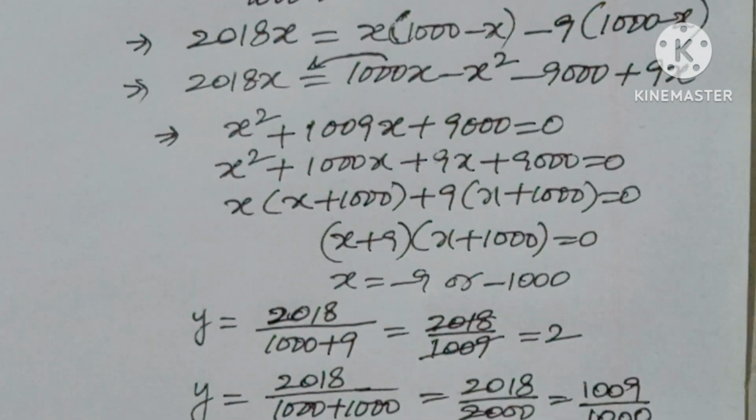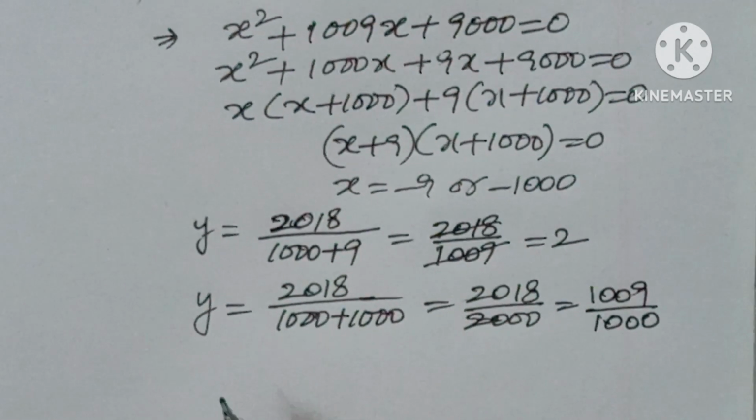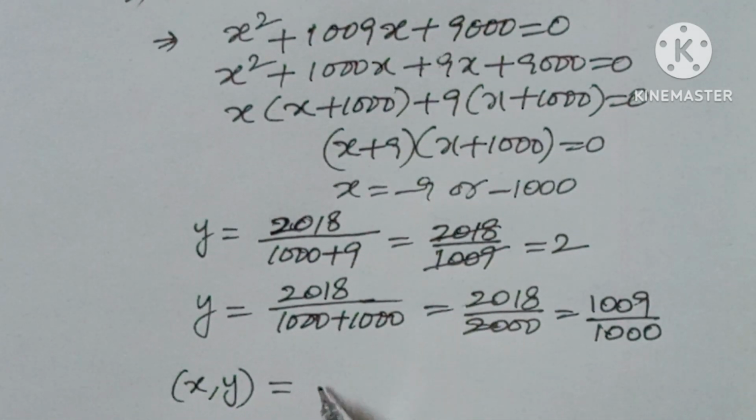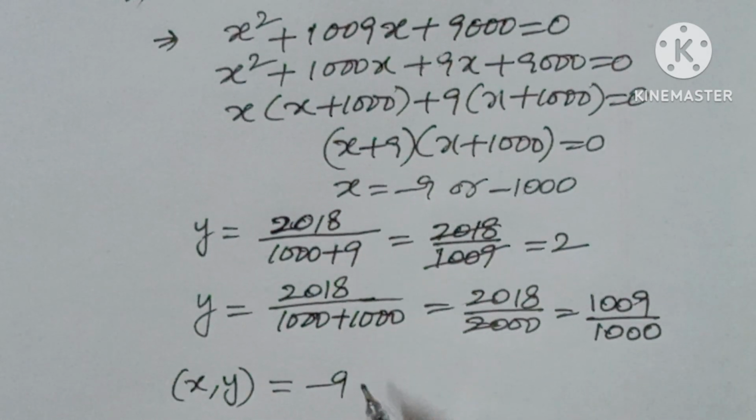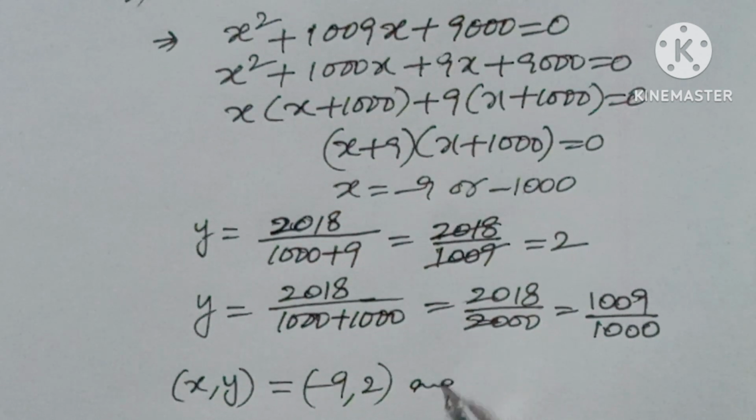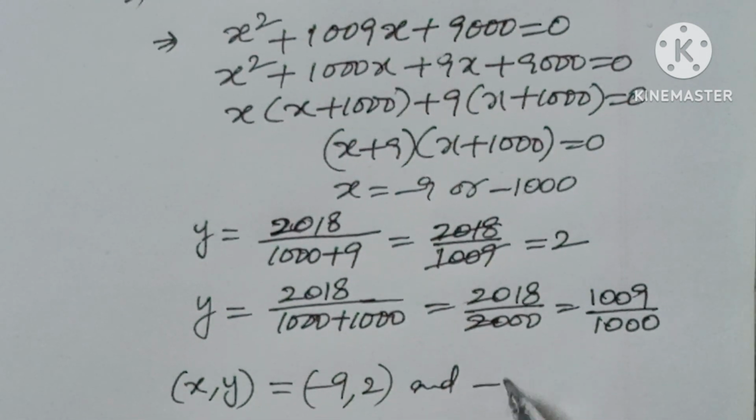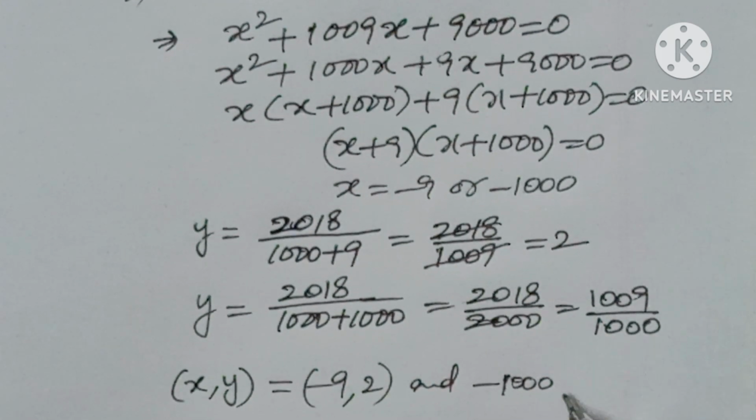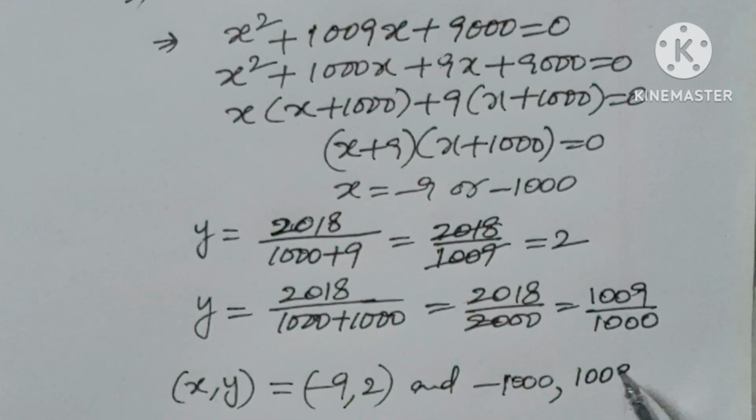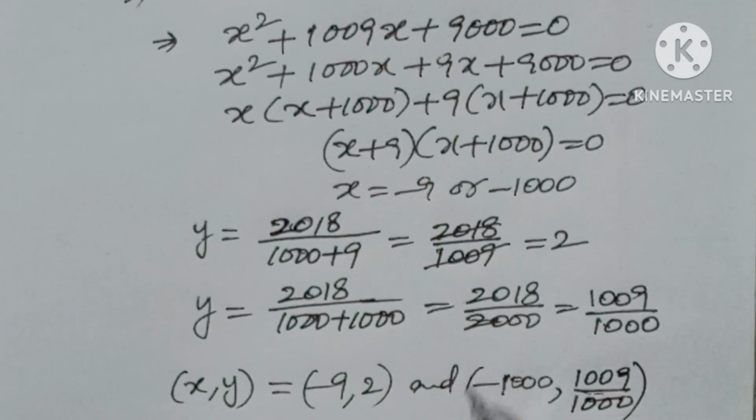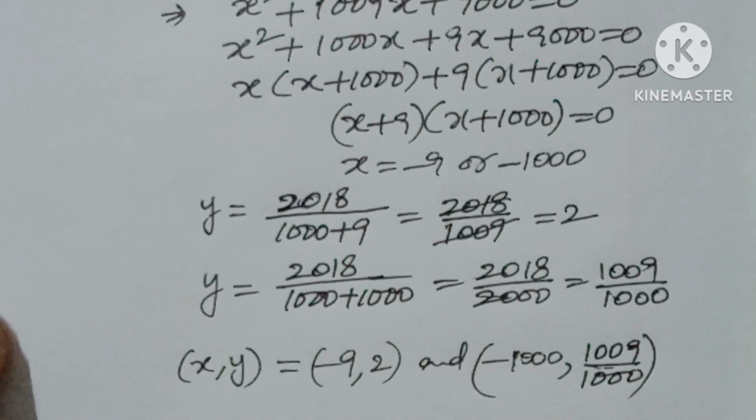So the values of x comma y are: x comma y is equal to minus 9 comma 2, and minus 1000 comma 1009 by 1000. I hope you understood the video.